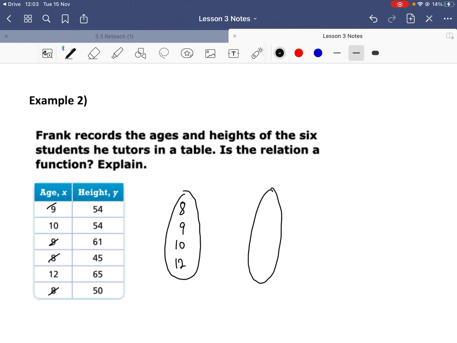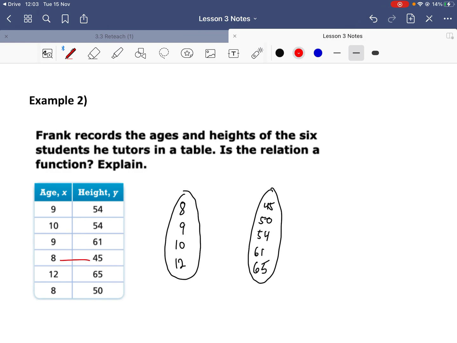And then the values we have are 45, 50, 54, 61, and 65. Now you only need to write 50 one time. You don't need to write it more than once, okay? So we've recorded all of our numbers.